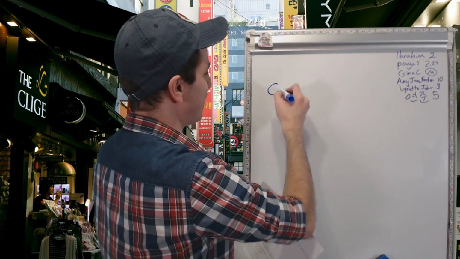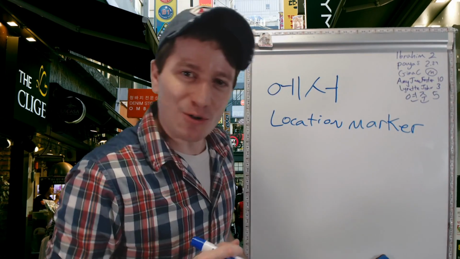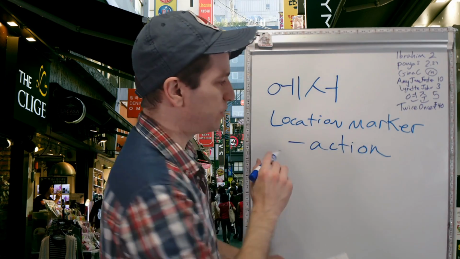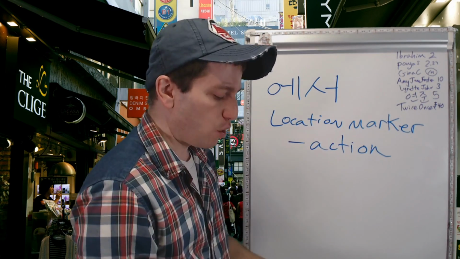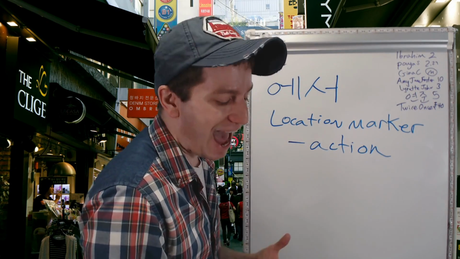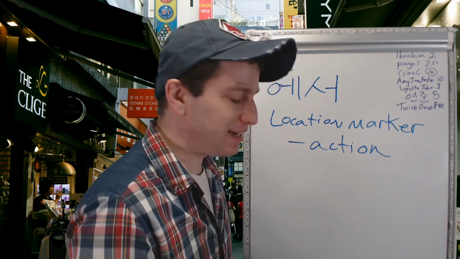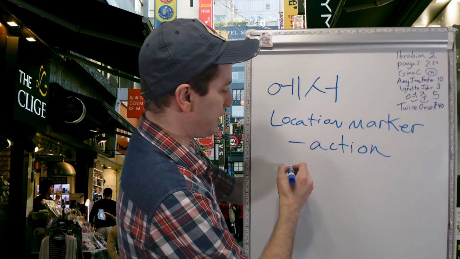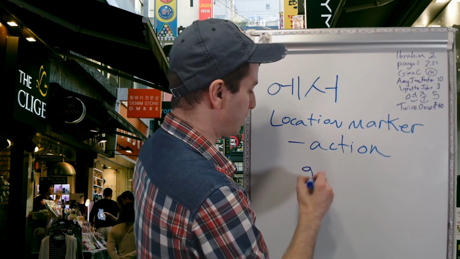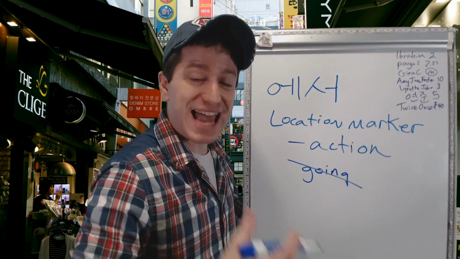Let's go next on to 에서. 에서 is actually also a location marker. So this is the location marker that shows where an action happens at or where an action happens in. However, it doesn't show the location of where something is going. It only shows where some sort of action is happening at.